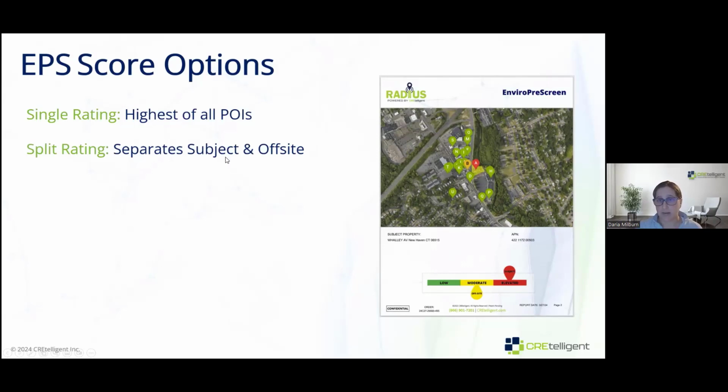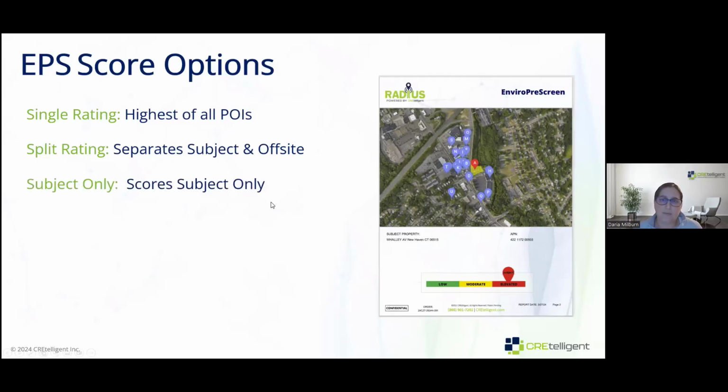We have our split rating, which splits the subject property from offsite listings. And so what you have there is your ability to go, oh, I see our subject is elevated and the offsites aren't as intense as our subject property, or vice versa. Sometimes it's nice to know that your subject is low and the offsites are elevated. That tells you you have greater risk coming from your offsite properties than your subject. It really depends on what your biggest interest is.